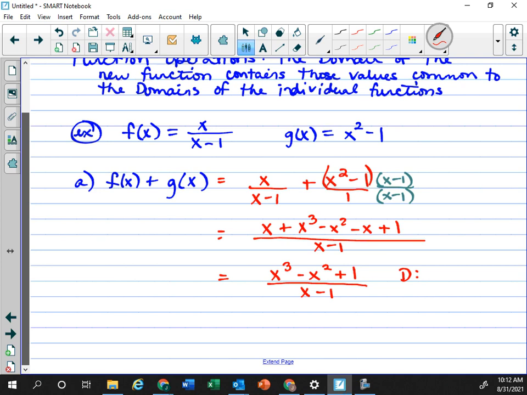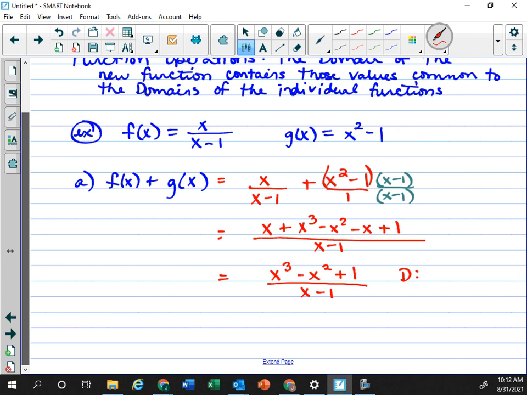Any thoughts on the domain? What can x not equal here? Yeah, go ahead. 1. Yeah, x can't be 1. And there's a couple reasons x can't be 1. From our final answer, we see that's the denominator of the fraction, so x can't be 1. But also, way up here in the original f of x, can x equal 1? No, so you're starting all of these problems knowing x can't be 1.